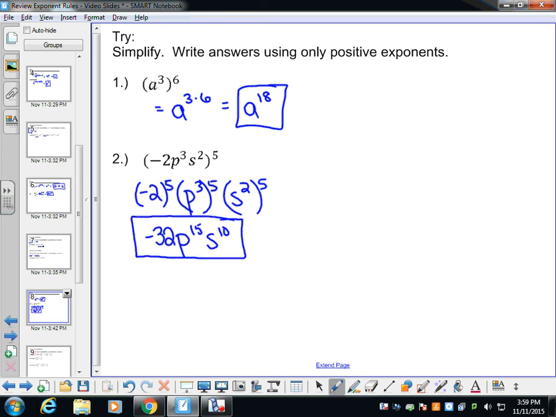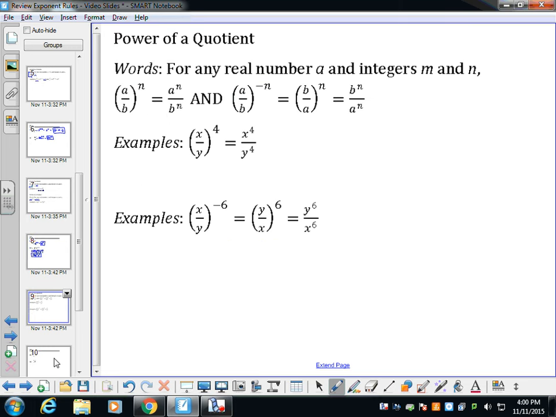So this was applying both parts. The last rule we're going to look at is power of a quotient. If I have a divided by b and a and b are both numbers and that whole quantity is being raised to an exponent, I can simply think about it as being a to the n divided by b to the n. An example of that is right here. If I have x over y to the fourth, that really is the same thing as x to the fourth over y to the fourth.